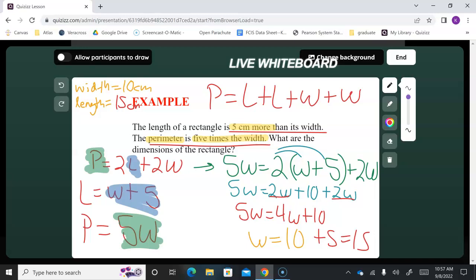Nate, how you doing back there? Good. This right here? Yeah, that's the formula for perimeter. 2L plus 2W, 2 times the length plus 2 times the width. That's the whole, like, we're adding up all the sides. Any other questions? Okay.